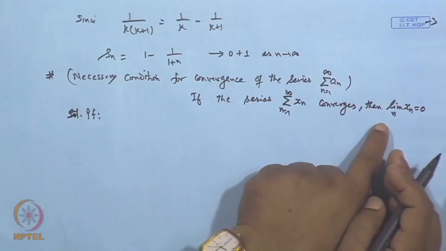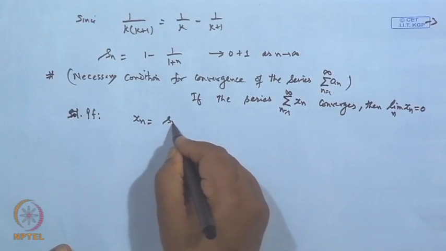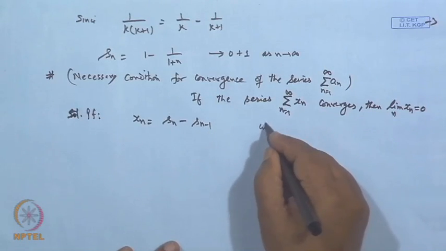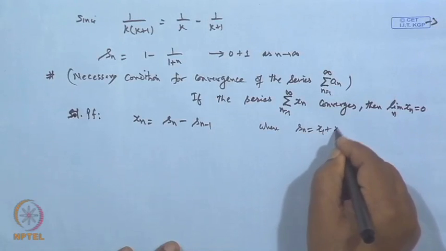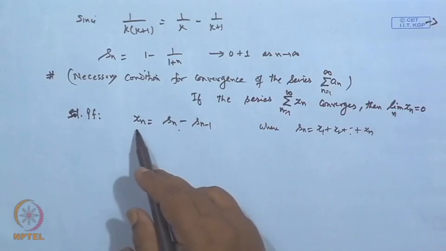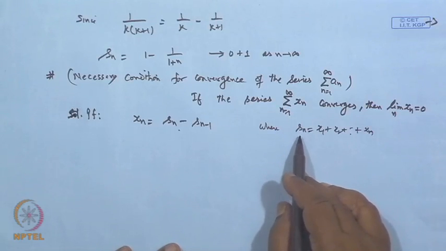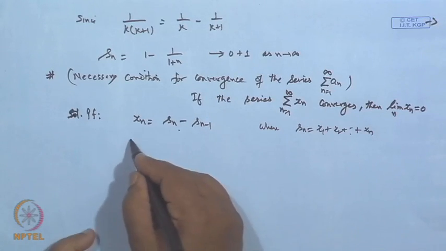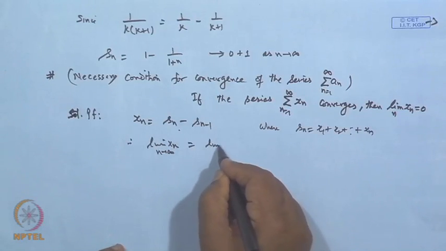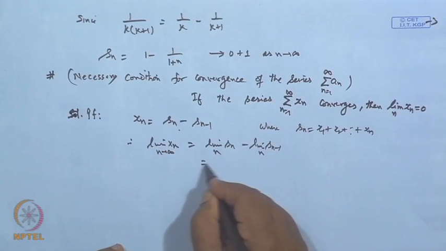So what is our x n? x n is nothing but S n minus S n minus 1, because S n is the sum of the first n terms, where S n stands for x 1 plus x 2 plus up to x n. So S n minus 1 means up to x n minus 1. So when you subtract, you are getting x n. Now, this series is convergent, so the limit of S n will exist. So the limit of S n and the limit of S n minus 1 will be the same. Therefore, the limit of x n as n tends to infinity will be the limit of S n minus the limit of S n minus 1, but both limits are the same, so it will come out to be 0.